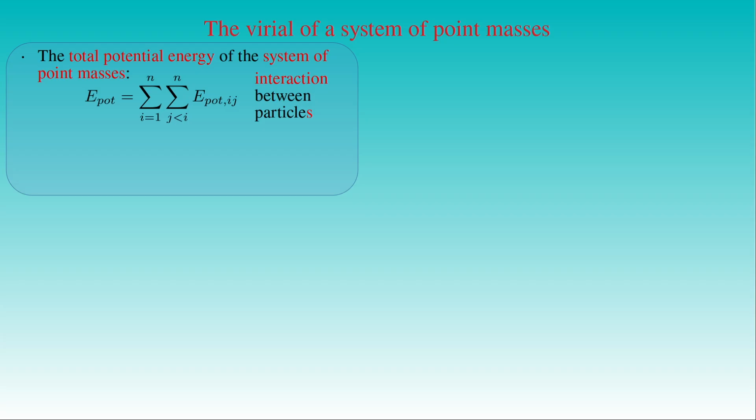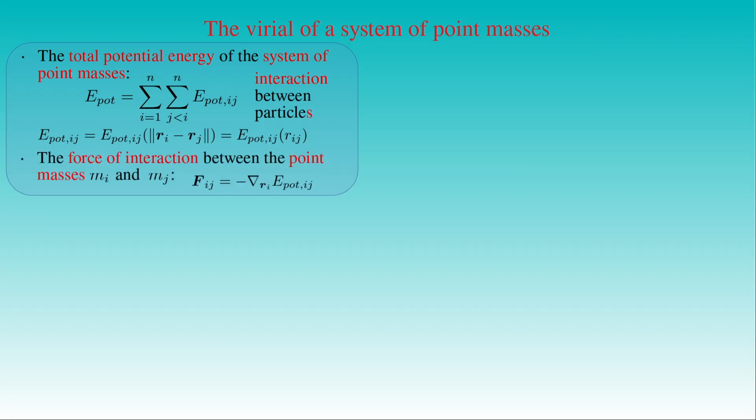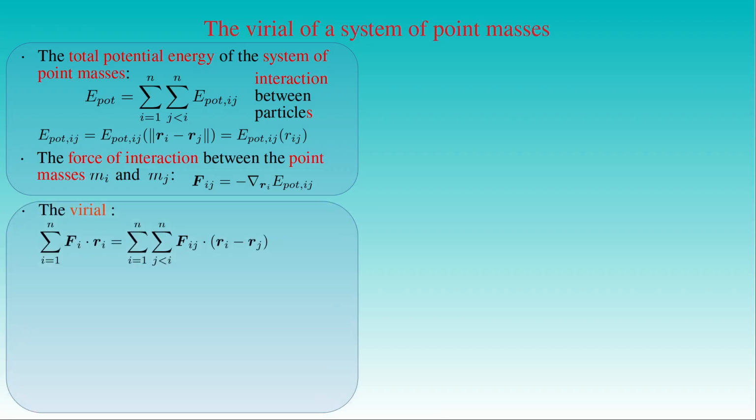Normally, the potential energy of the interaction between the point masses mi and mj only depends on the distance between the point masses, that is, the magnitude of the difference between the position vectors Ri and Rj. The force F sub ij describing the interaction between the point masses mi and mj is then given by the negative gradient of the interaction potential energy between the two particles with respect to the position vector Ri of the first point mass.